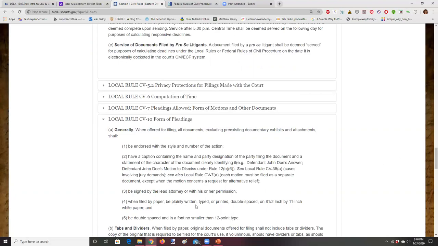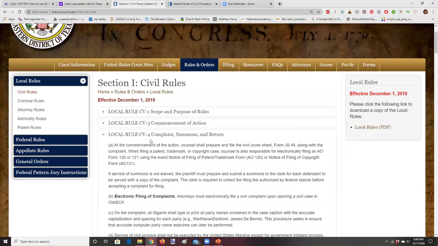So we see here that they need to be typed, they need to be double spaced, they need to be on a non-legal size paper, and they need to be white paper. And the font needs to be no smaller than 12 point type. So these are the rules about the forms of pleadings. And we can see here Rule 4 is about the summons.